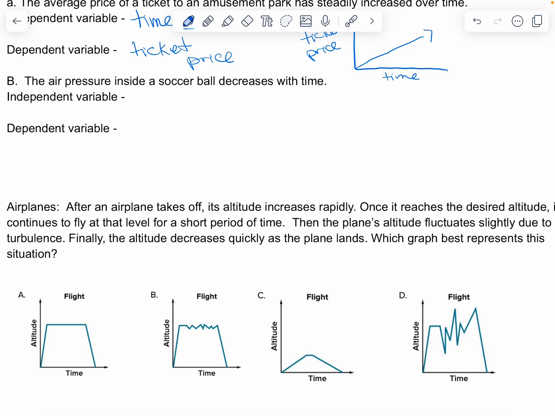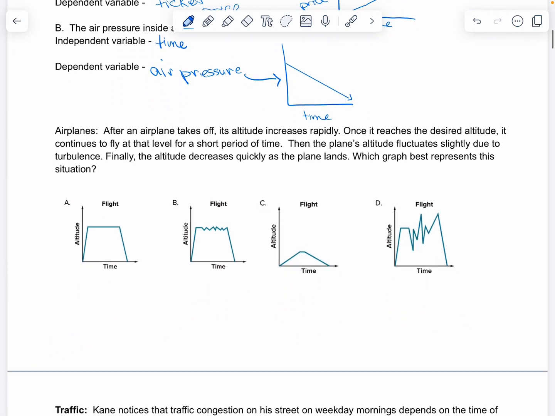So the air pressure inside a soccer ball decreases with time. Again, time is normally here. So it may have been inflated at this point, but over time, the ball decreases. So it depends on the time. The air pressure, that part goes here, is the dependent variable.